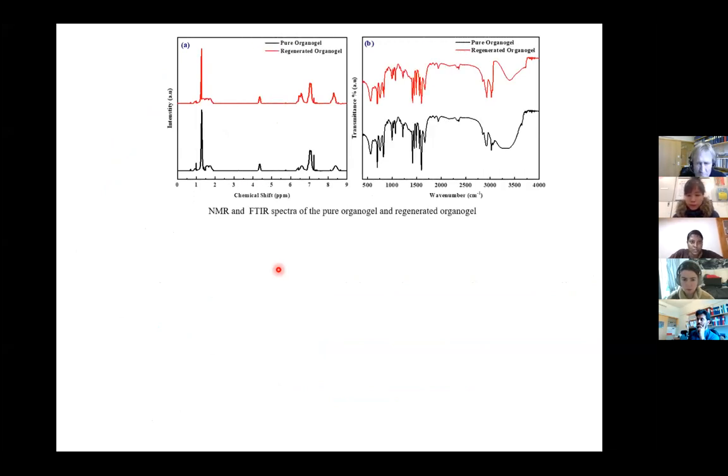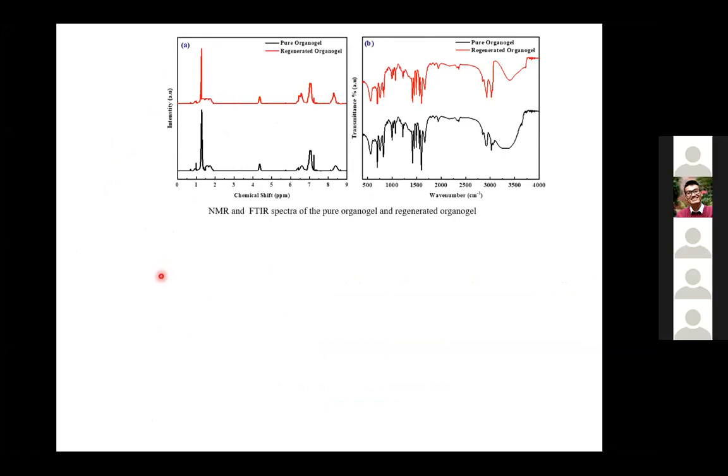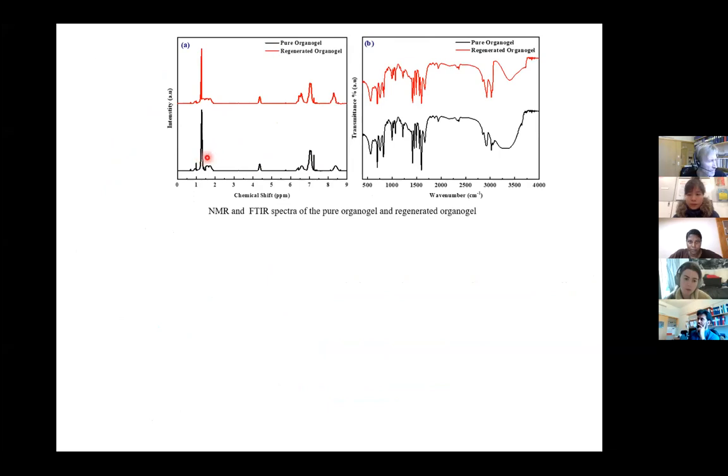Since we did not see any visual deformation, we should also see whether at the structural level any difference is happening. So what you see here are the NMR spectra of the gel before putting it in for the first trial, then after 20 cycles, and also the FTIR profiles of the gel before and after 20 cycles, that is the regenerated one. We don't see much of a difference, and so there are no structural changes happening in the gel.